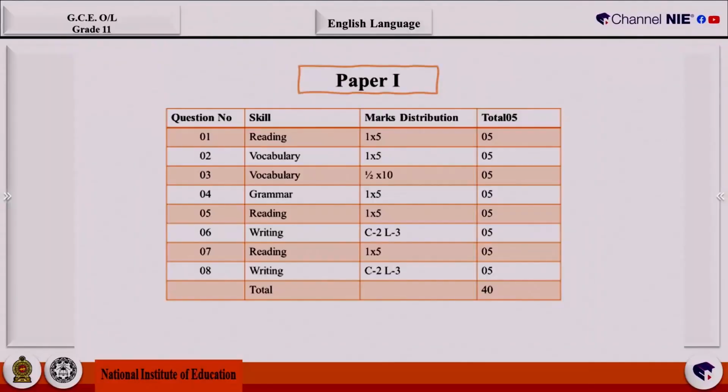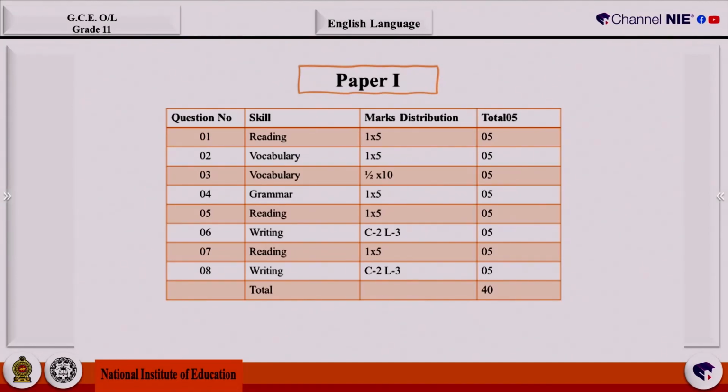All these questions are compulsory. And you know that the total marks given for this paper is 40. So now you can see a detailed description about paper 1.